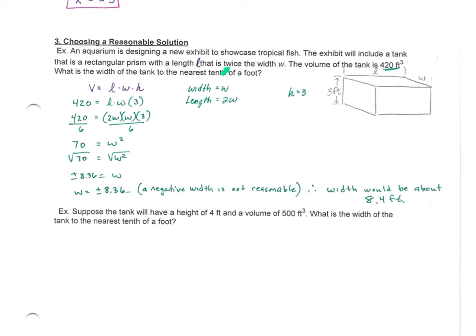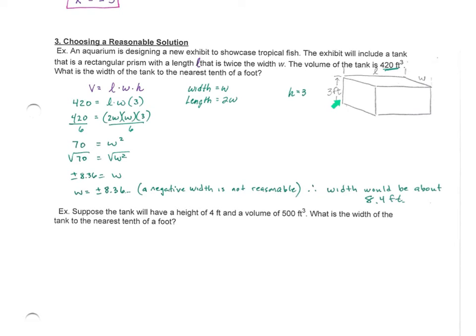And then we know the length is twice the width. So I have the width is W, and then the length is going to end up being twice W, 2W. And I've done some substitution. So I know that they gave me volume in the problem, so I can replace volume with 420. That equals length times width times height.